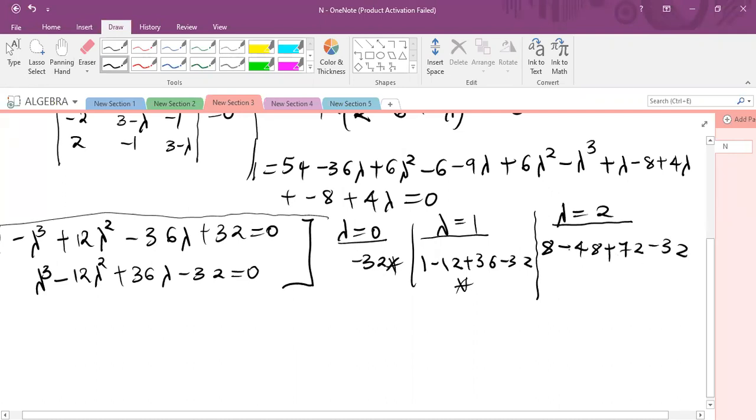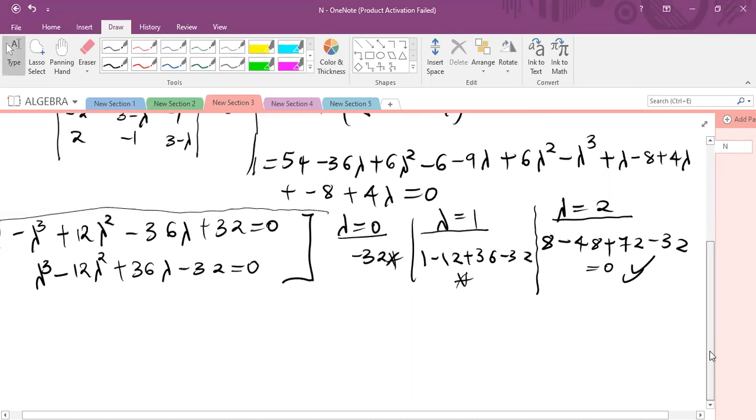So what does this give? 8 minus 48 will give minus 40. Minus 40 minus 32 will give 72, and this will give 0. So lambda is equal to 2 is one of the factors of this equation. So if lambda is equal to 2 is one of the factors, basically lambda minus 2 is equal to 0. So we'll take that and then divide it by this and get to know the rest of the factors.